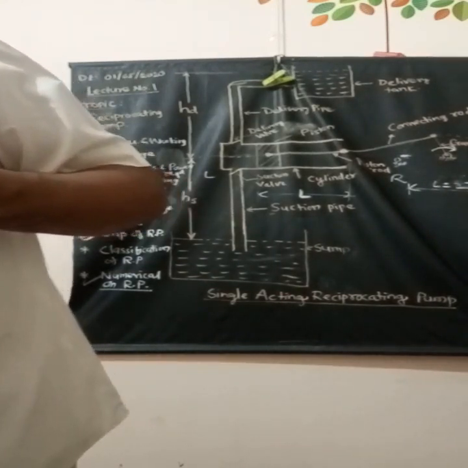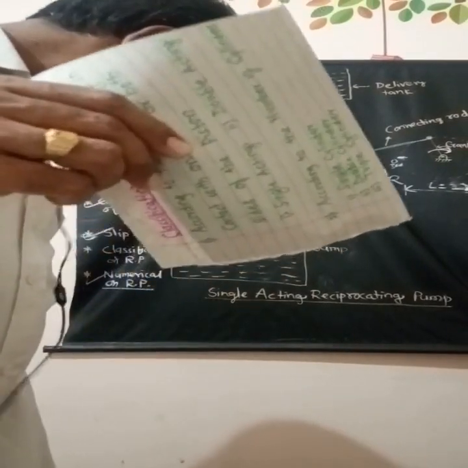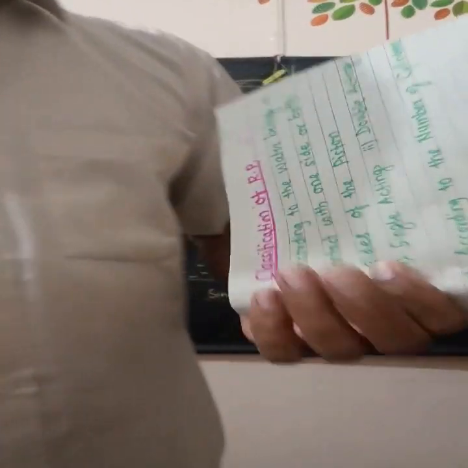Let us see that there is a reciprocating pump having the RPM equal to 30. You can note down this particular problem.